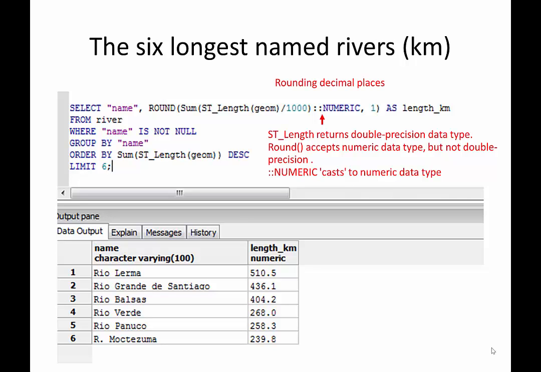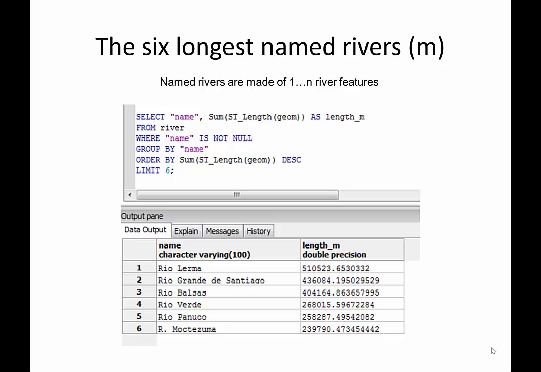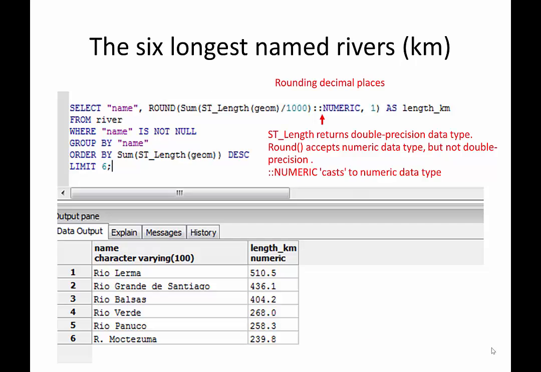In fact, we've done it to a kilometre. I've now divided by 1,000 this time because kilometres is a more reasonable reporting unit than metres at this kind of scale. So this is 510.5 kilometres. Far more sensible figure to present to somebody than 510,000 whatever metres, point whatever metres.